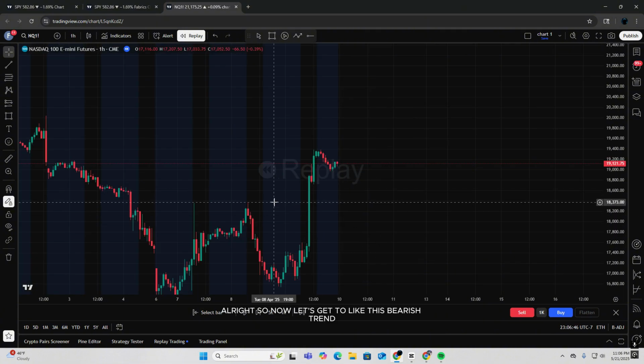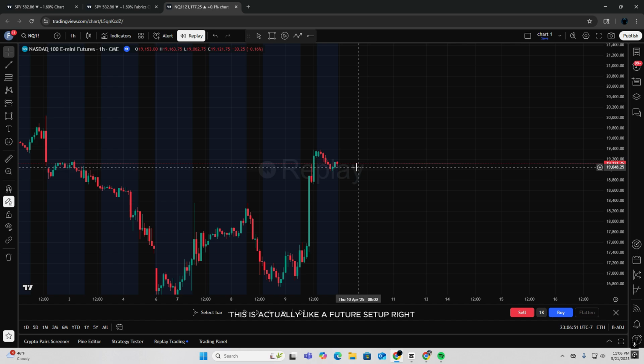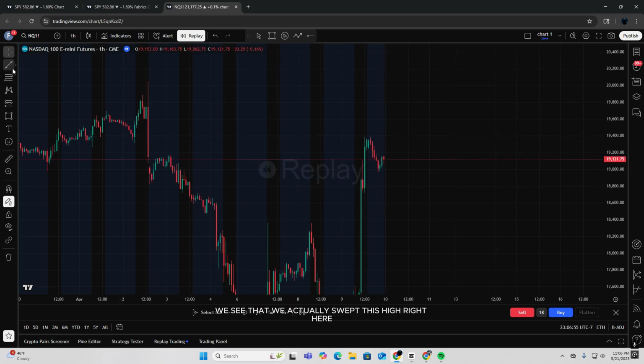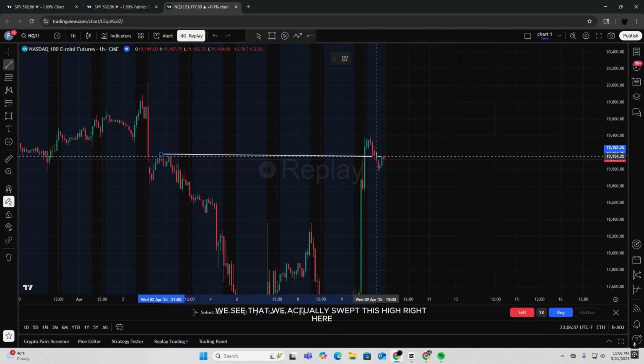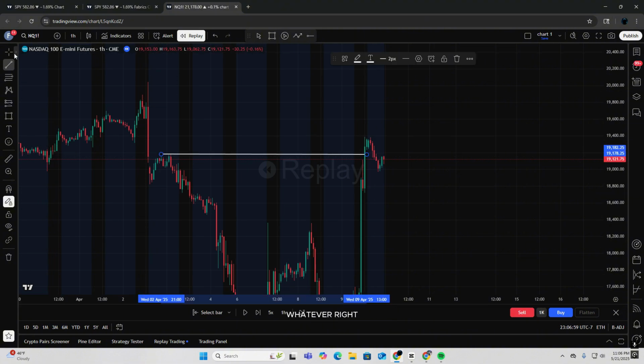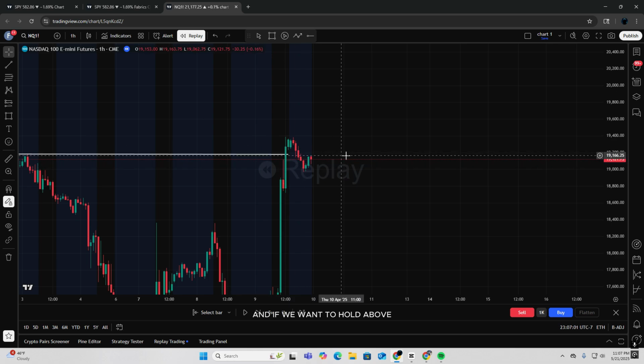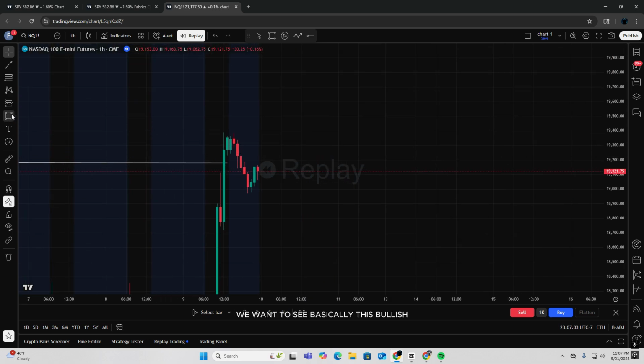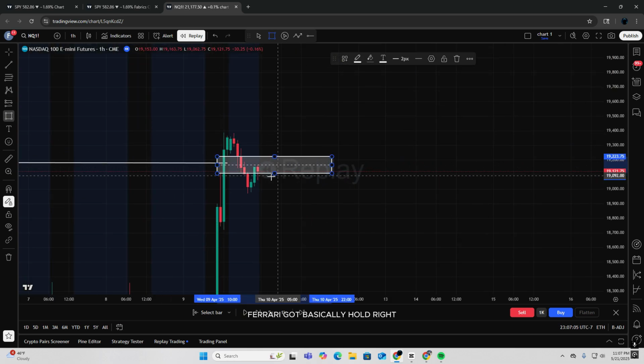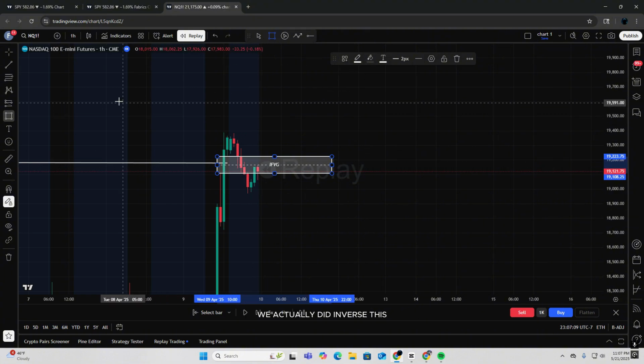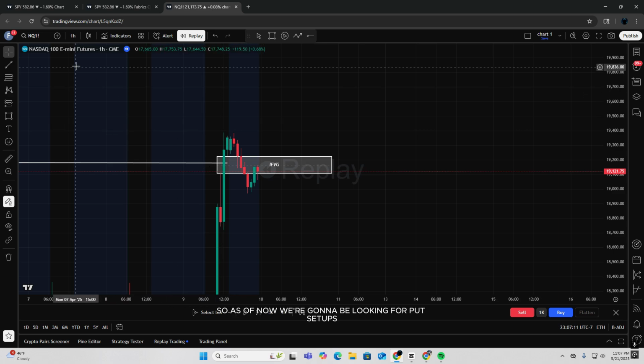All right, so now let's get to this bearish trend, bearish setup, right? This is actually like a future setup. So as of right now, what do we see? We see that we actually swept this high right here, or lower high, whatever. And if we want to hold above, we want to see this bullish fair value gap hold. However, we didn't really get that hold. We actually did inverse this. So as of now, we're going to be looking for put setups.